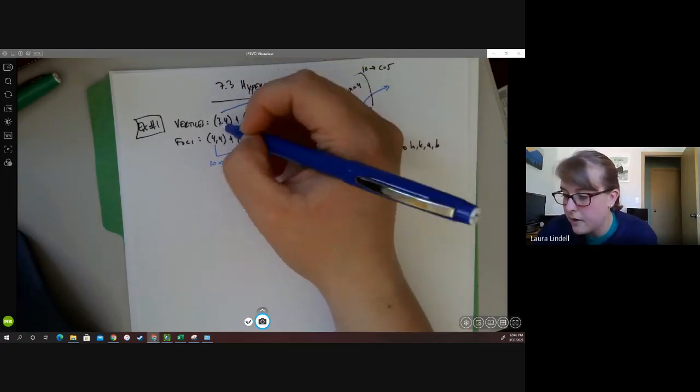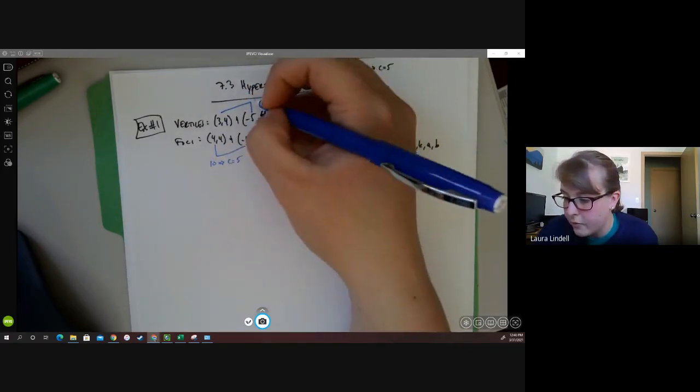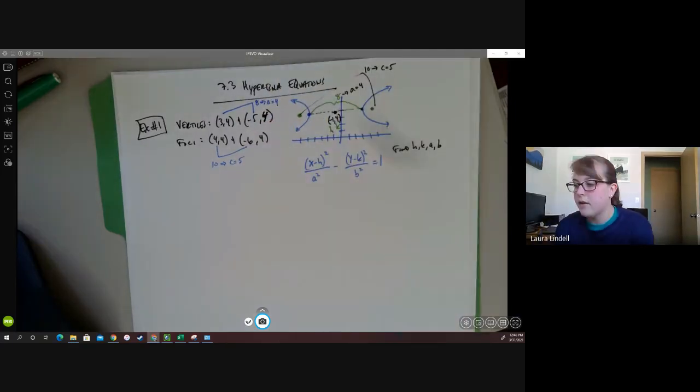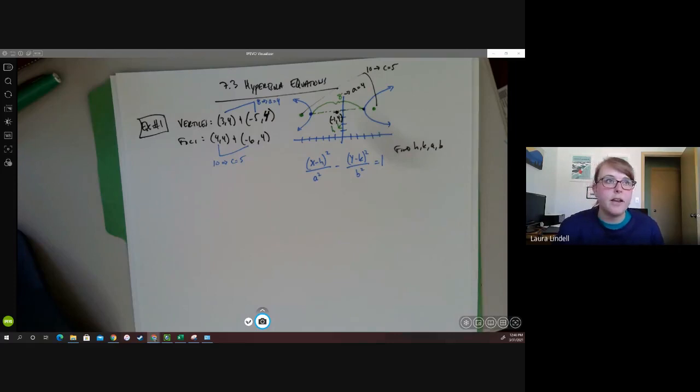And you can do the same thing here with the 3 and the -5. Well, the distance between those is 8, so a is 4. So there's 2 different ways you can find a and c, from either the graph or from the coordinates themselves. Either way, I like drawing the picture because then I can see what's going on and it makes it a little bit easier to find the center. But either way is fine.